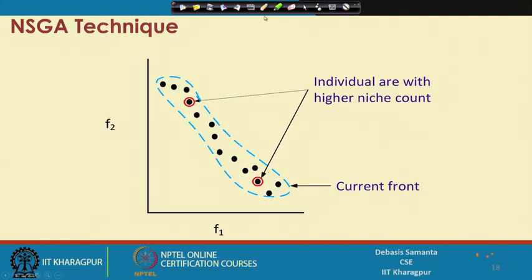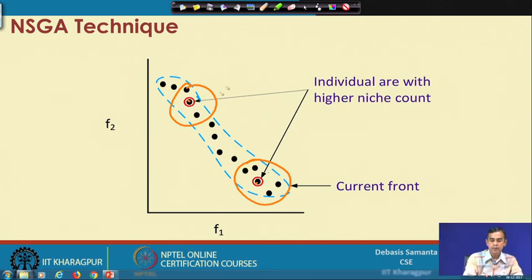Now, the idea is like this. We have discussed this solution and this solution: this one has a much larger niche count, while this solution has a smaller niche count. If they are competitors, we will prefer this solution for the mating pool over that one. Although all solutions have the same dummy fitness value, when divided by the share niche count, this one gets more weightage. This way we will be able to maintain the population diversity.